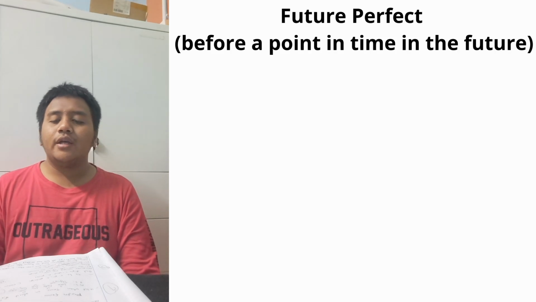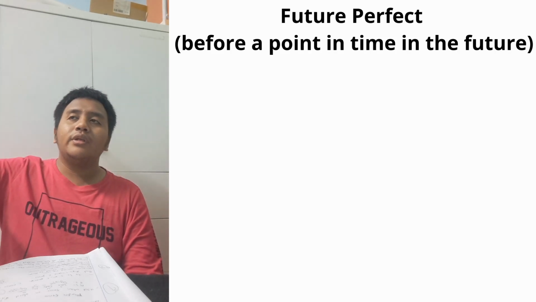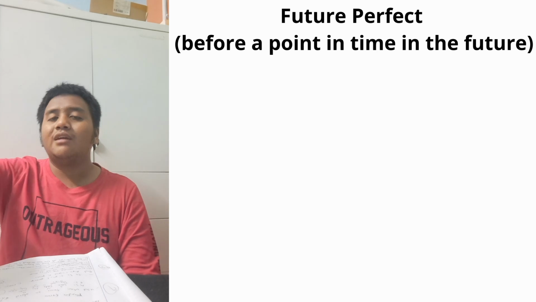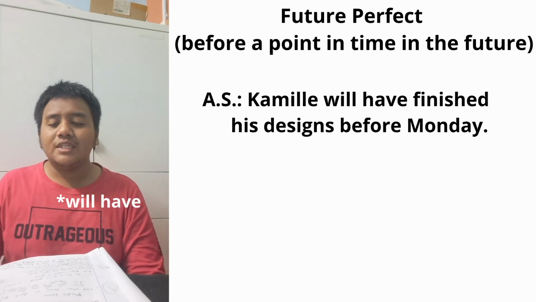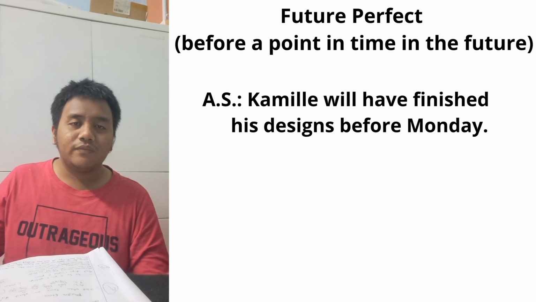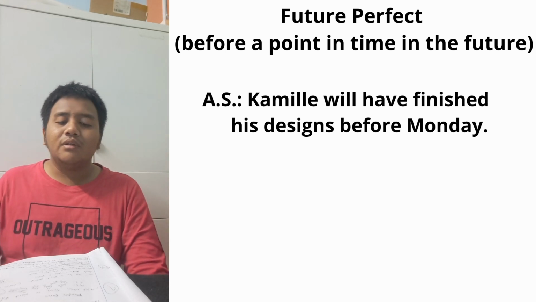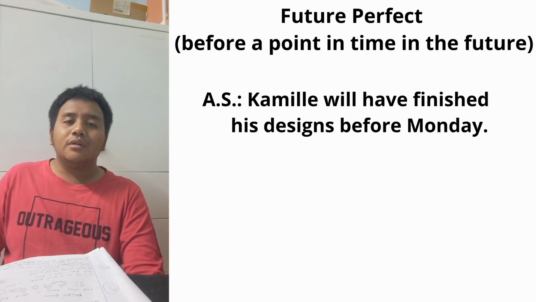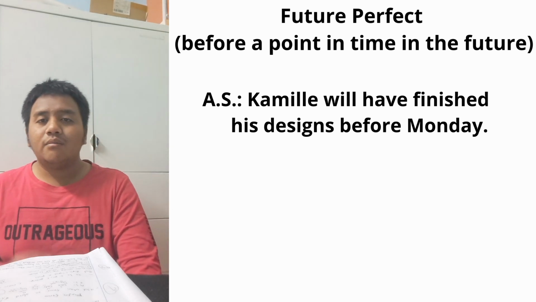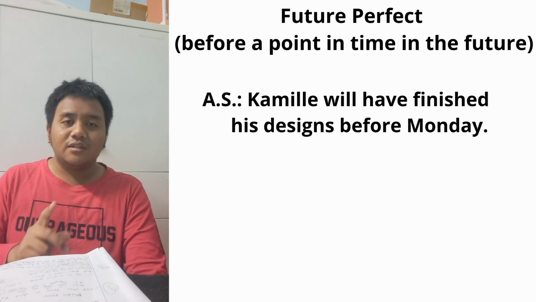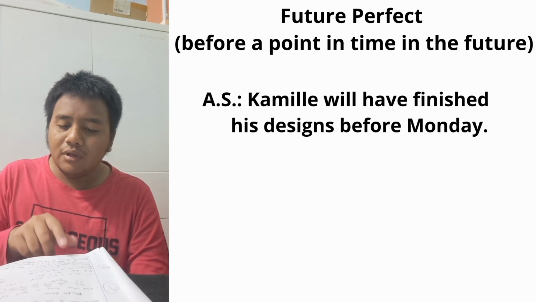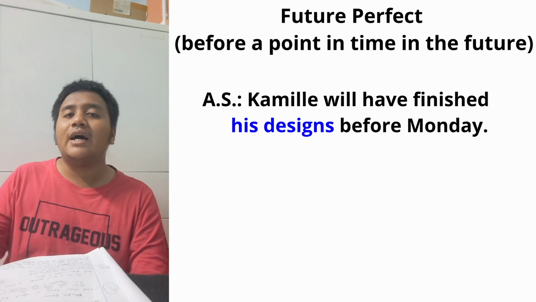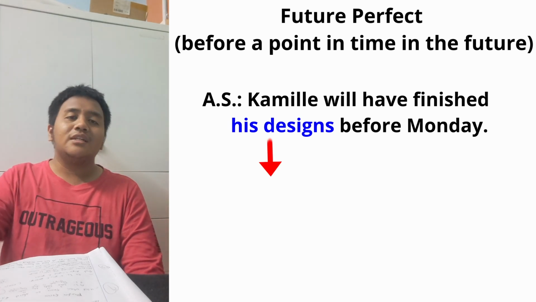Now, then we have future perfect tense. This is when before a point in time in the future, something would have happened. Okay, for example here, Camille would have finished his designs before Monday. Okay, so before Monday, Camille would have finished the designs. Now, to turn it into a passive sentence, remember, we need to take the object that was being acted upon. Now, in this case, will have finished his designs. So we put designs in the front.